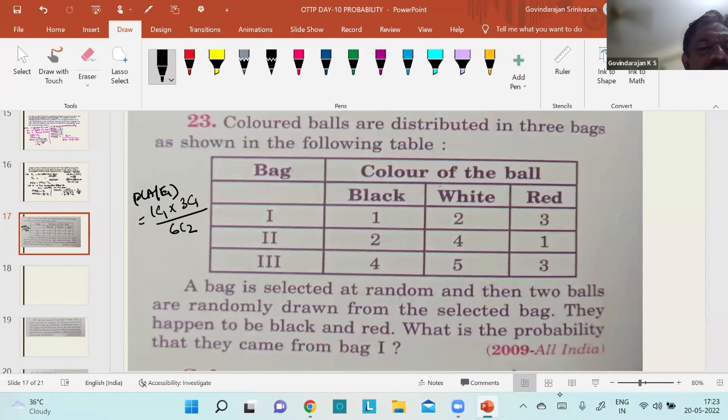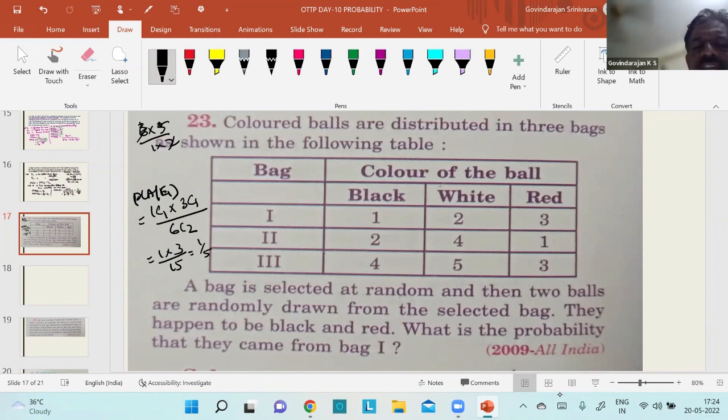So 1C1: one black ball selected out of 1 ball, that is 1 way. 3C1 is 3 ways. So 1 into 3 by 6C2. There are a total of 6 balls, out of which 2 are to be selected, so 6C2 ways. 6C2 is 6 into 5 by 1 into 2, so it is 15. So 3 by 15, or 1 by 5, is the required probability of A given E1.